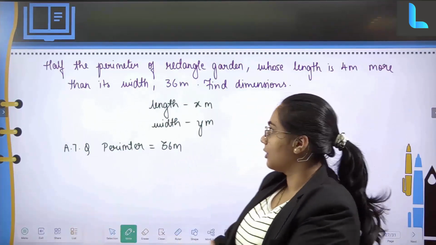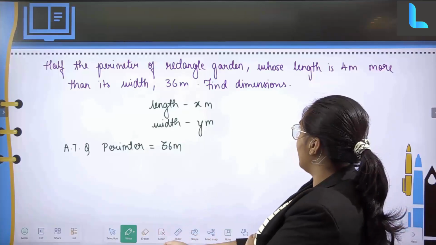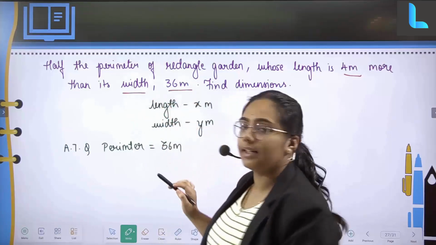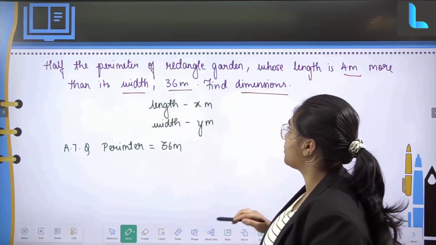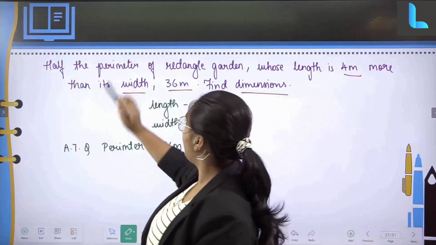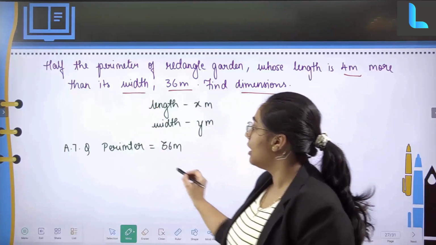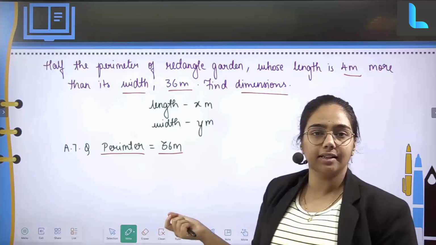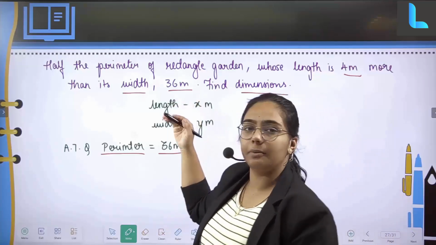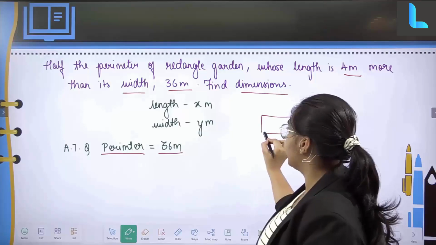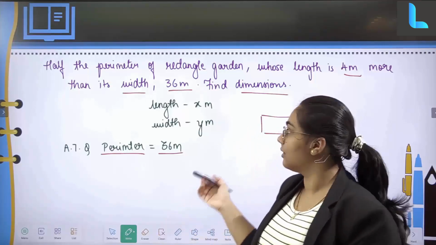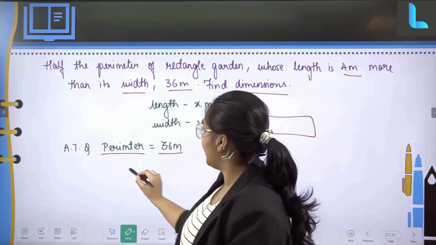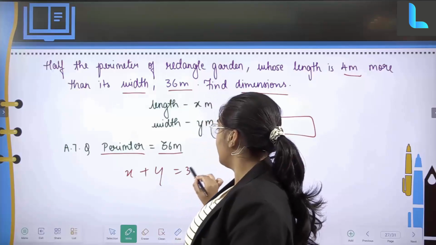From here it is going to be a 2-marker question. Half the perimeter of a rectangular garden whose length is 4 meter more than its width is 36 meter. You have to find the dimensions. So what does the question tell? Half the perimeter of the rectangular garden. So over here the half perimeter is given as 36 meter. First and foremost, let us consider the value of the length to be x. It is a rectangular garden, right? So the length is going to be x, and the breadth or the width is going to be equal to y meter.